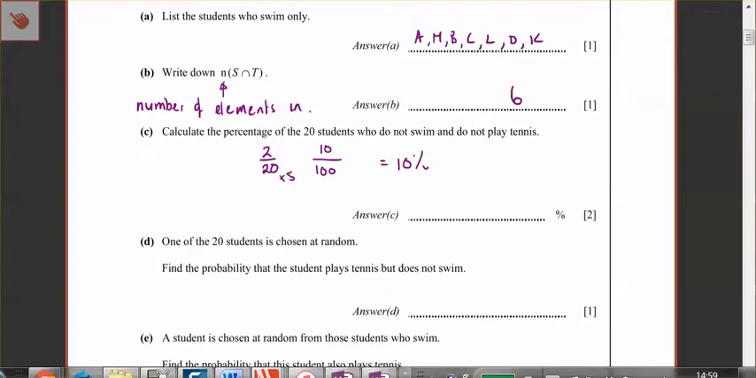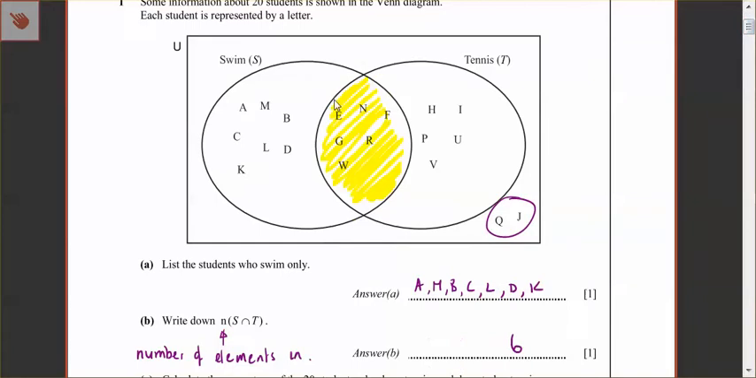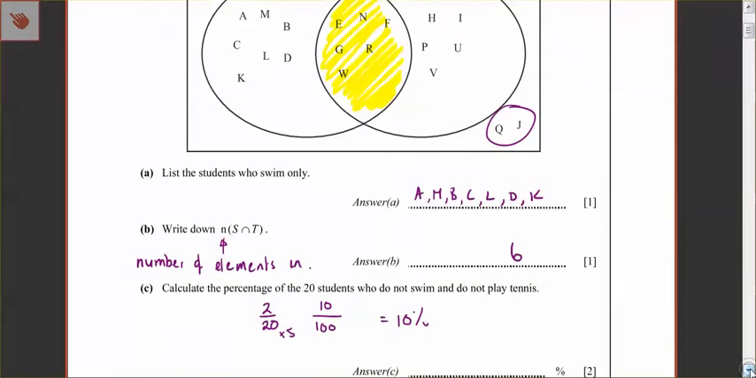Right, one of the 20 students is chosen at random. Find the probability the student plays tennis but does not swim. It's out of 20, plays tennis but does not swim. Well, that's that 5 is plays tennis but does not swim. So 5 over 20. Exactly, 5 over 20.